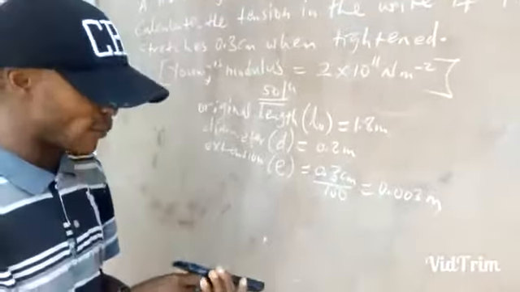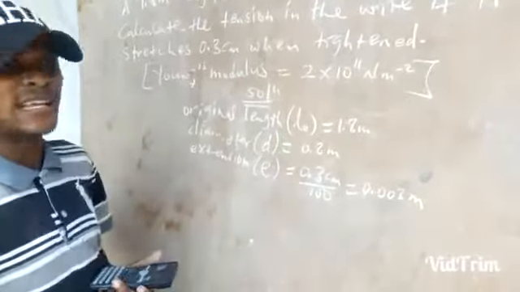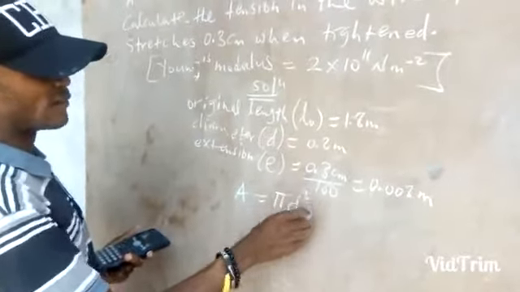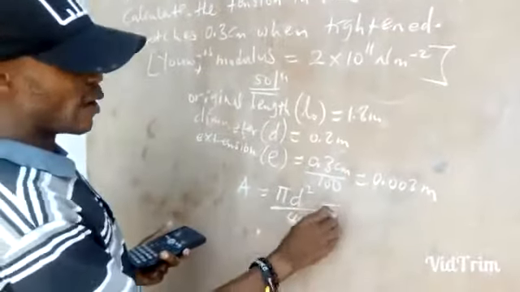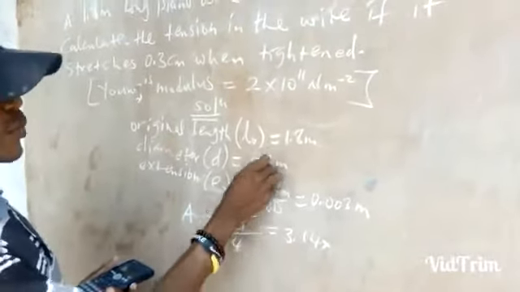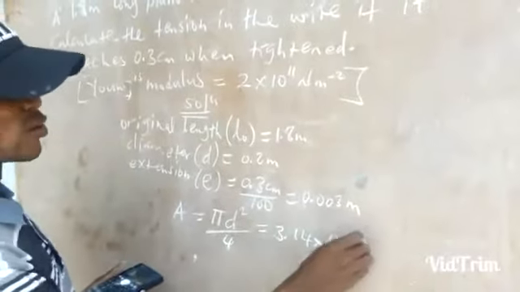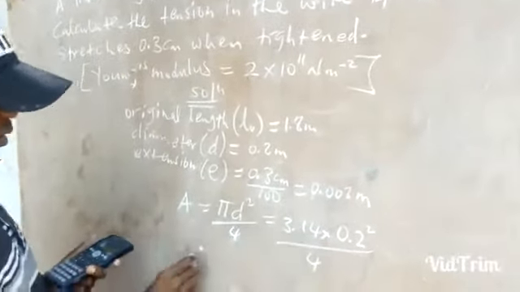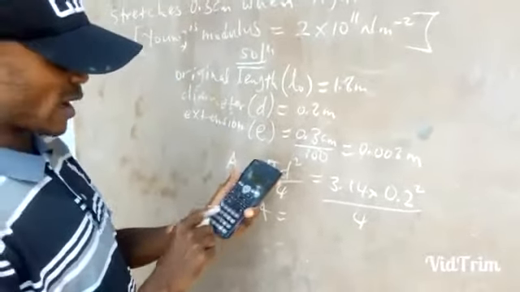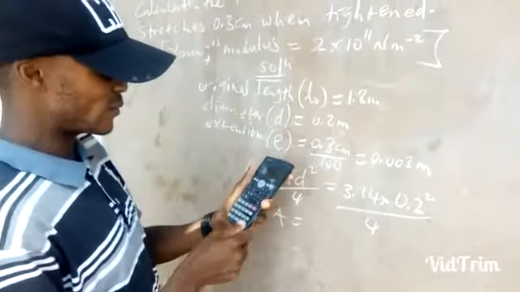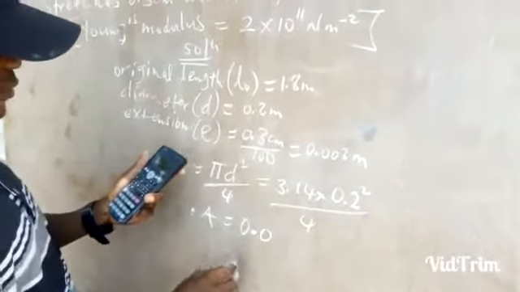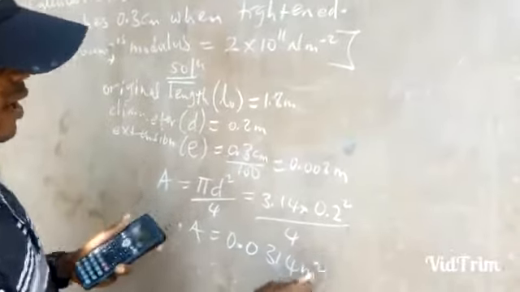We already know that the moment the diameter is given to us, we can get the area. The formula for the area is pi d squared divided by 4. Pi is 22 divided by 7, which is 3.14, times the diameter 0.2. Because of the square, you square the 0.2. Everything is divided by 4. So the area gives us 0.2 squared times 3.14, all divided by 4, which is 0.0314 meter squared. We have got the area.